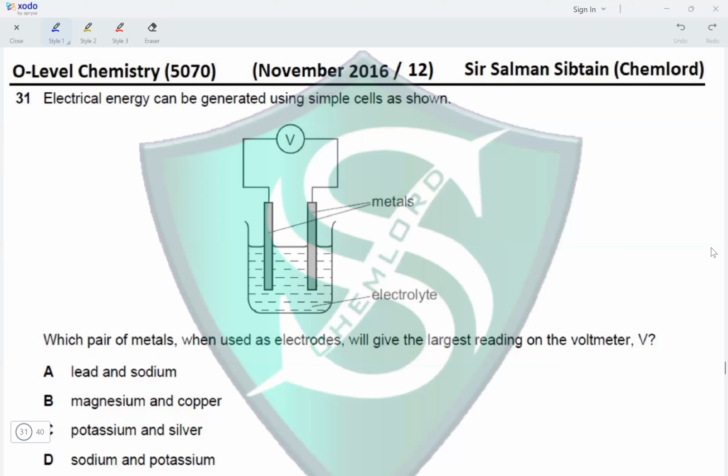And we compare the fourth one, sodium and potassium. This is the one with the least difference in reactivity. So out of the four sets of metals given, the one with the greatest difference in reactivity is potassium and silver, making option C the correct option for this question.